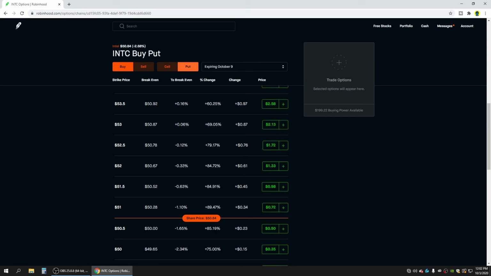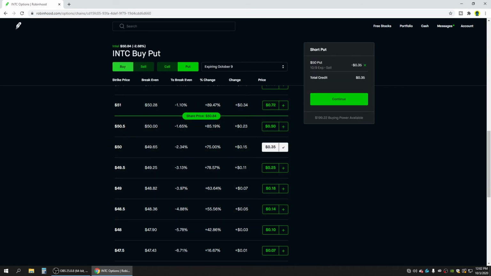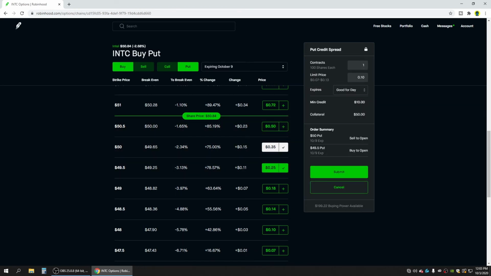I'll do one more example on the put side. Remember, we're going to be selling the closest to the in-the-money contract, which is 51. So let's just sell the 50 here, and then we'll buy the 49.5 on the put side. Our total credit would be $10. Our total collateral would be $50 again.